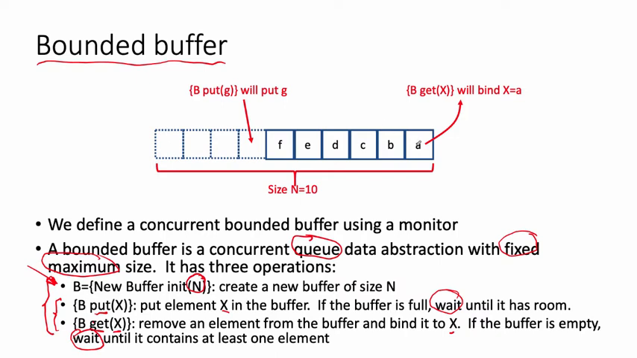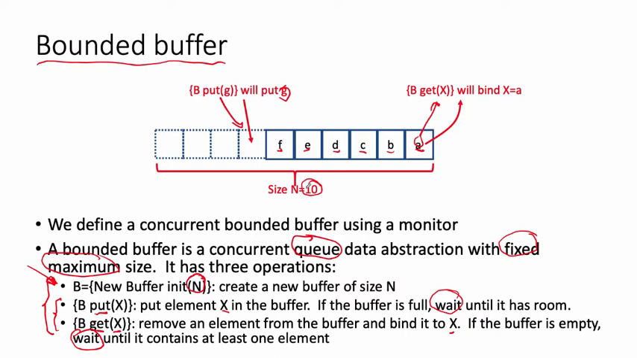So in the picture, I have a buffer with 6 elements in it: A, B, C, D, E, F. If I do a get, the A will come out. So I can put another element in, G. This one has a size of 10. So there are 6 elements, and I can put in 4 more elements. So that's how it works.